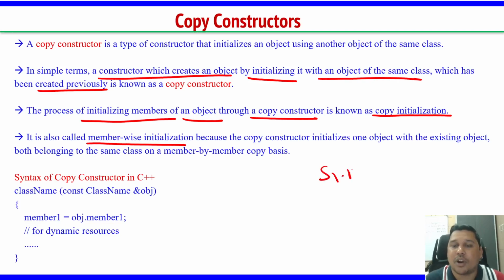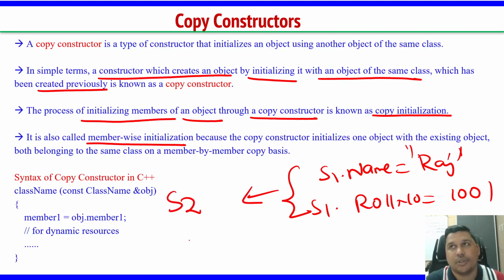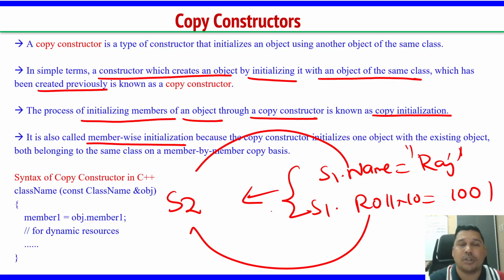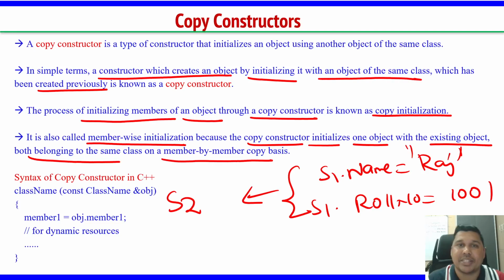Why? See, S1 dot name contains Raj, S1 dot roll number contains 1001. These two things I want to copy into new object S2. Okay, it's like member wise initialization, copying S1 dot name into S2 dot name, copying S1 dot roll number into S2 dot roll number, right? We are trying to copy members one by one. That's why it is referred to as member wise initialization, because the copy constructor initializes one object with the existing object. Both belong to the same class on a member by member copy basis.